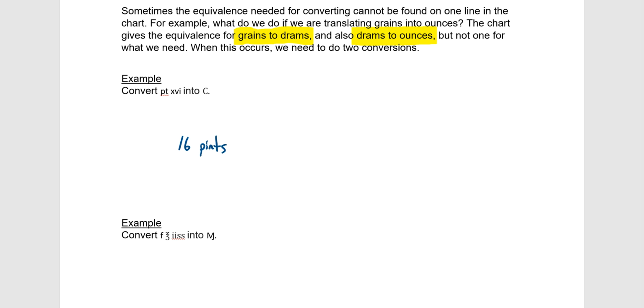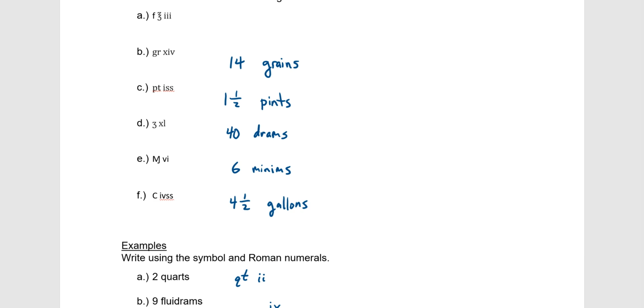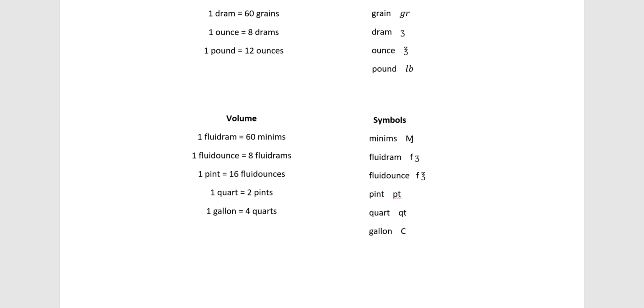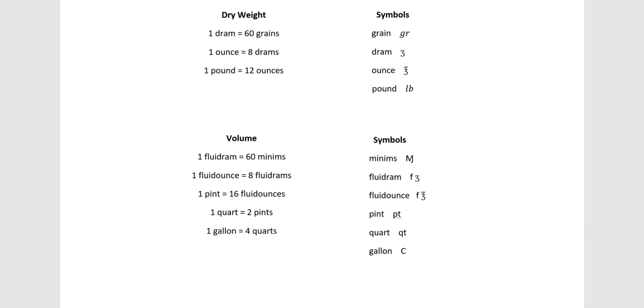And we know our goal here is to get into gallons, right? So let's take a look at the conversion up here from a couple pages ago. We're going from pints to gallons, so we're right down here in the volume section. We have pints here and gallons here, but they're not together. But what we can do is convert pints to quarts, and then we can convert quarts to gallons.